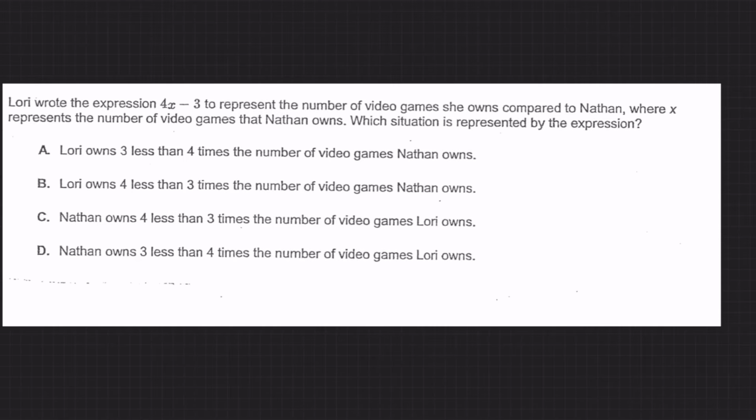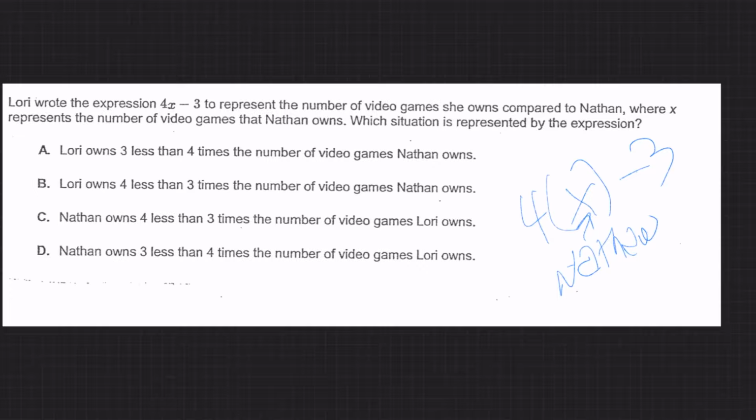Lori wrote the expression 4x minus 3 to represent the number of video games she owns compared to Nathan, where x represents the number of video games that Nathan owns. Which situation is represented by the expression? So what we're saying here is x represents how many video games Nathan owns. So that's Nathan right here. And then we know that Lori owns 4 times that minus 3. So she owns 4 times what he owns. So we're going to put that there. Minus 3. So which situation is represented by the expression?